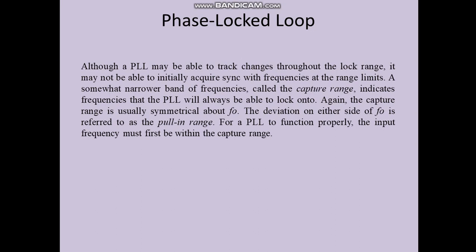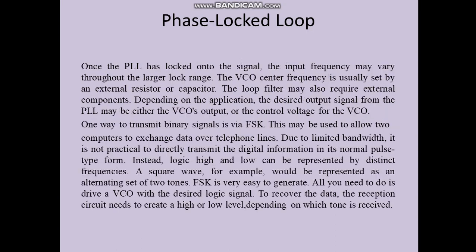Although a PLL may be able to track changes throughout the lock range, it may not be able to initially acquire sync with frequencies at the range limits. The narrower band of frequencies called the capture range indicates the frequencies that the PLL will always be able to lock onto. Again, the capture range is usually symmetrical about F0, and the deviation on either side of F0 is referred to as the pull-in range. For a PLL to function properly, the input frequency must be within the capture range. Once the PLL has locked onto the signal, the input frequency may vary throughout the larger lock range.